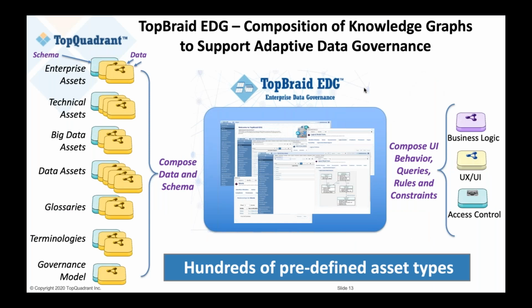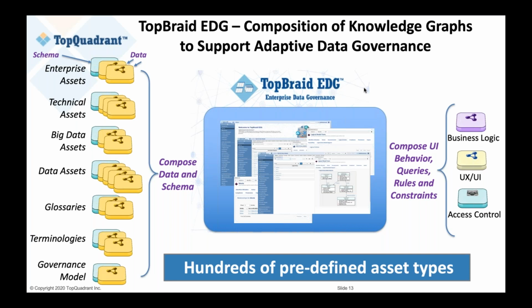I mentioned that there can be different types of knowledge graphs depending on the type of information that they store. And in the case of TopBraid EDG, we actually categorize those different types of graphs. You see them on the left: information about enterprise assets, things like forms, reports, business processes, people, resources. Technical assets, these tend to be technology assets, applications, infrastructure, servers, and so on, data assets, which are data sources, glossaries, and a number of other knowledge graph types that are managed by TopBraid EDG.